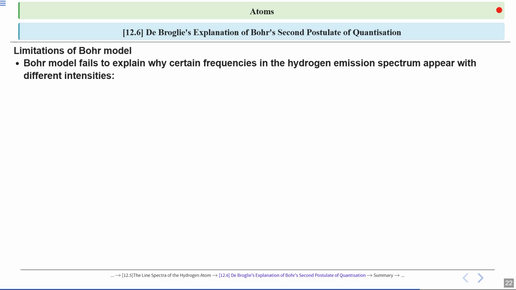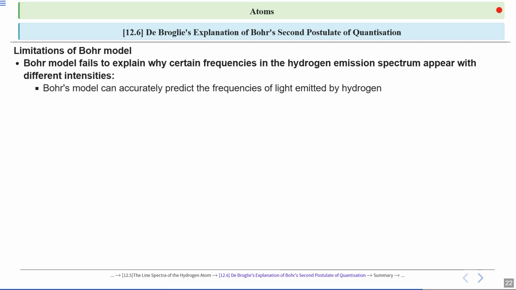Bohr model can't explain why certain frequencies in the hydrogen emission spectrum are more intense than others. The model predicts the position of spectral lines, but it doesn't tell us why some lines are brighter or dimmer. Let's explore this in more detail.